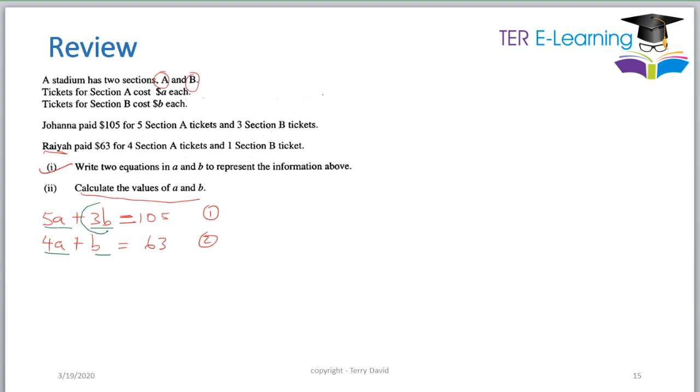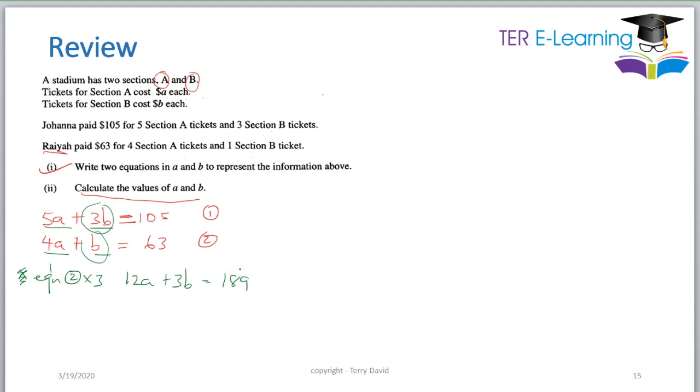We have 3B in this one here, but you have B here. So what I'm going to do, I'm going to multiply equation 2 by 3. If I multiply equation 2 by 3, I'm going to get 12A plus 3B, which is equal to 63 by 3, which is 189. So this is 189.